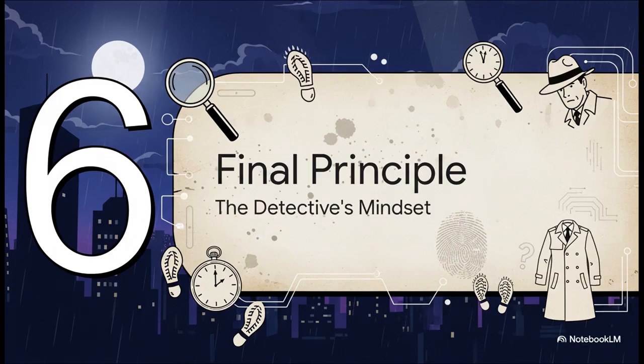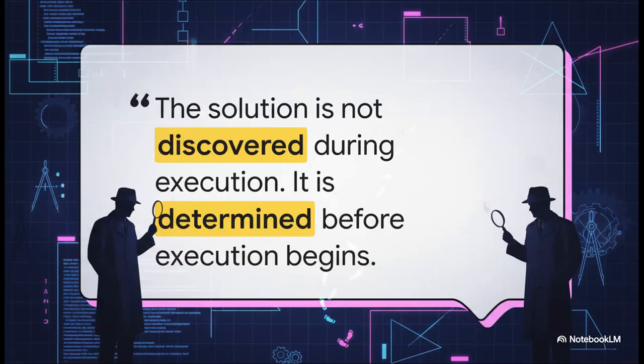So, what's the ultimate takeaway from this whole investigation? What's the core principle that this detective operates by, not just for this case, but for every single case? It all comes down to this. The solution is not discovered by fumbling around in the code. It is determined by a rigorous process of deduction before you even open your editor. The complexity, the tools, the correctness, it's all decided up front. The execution just reveals the cost of decisions you've already made. And honestly, that changes everything.